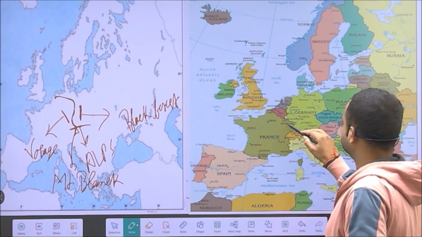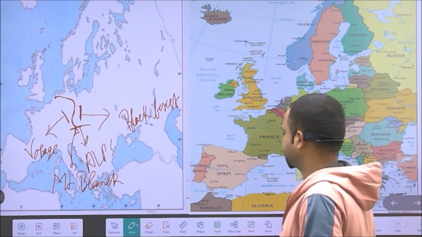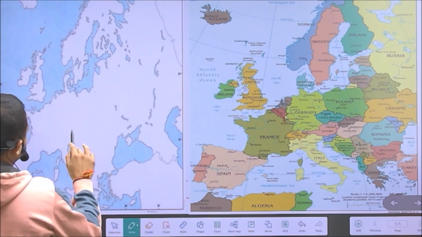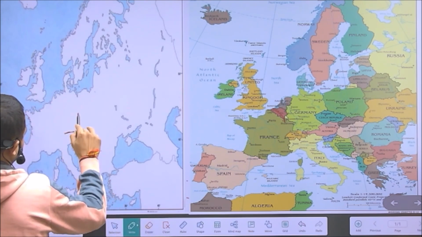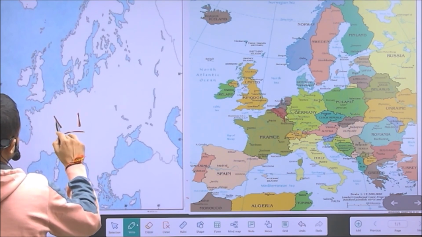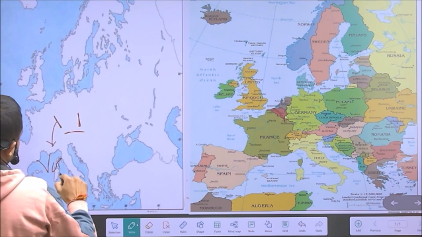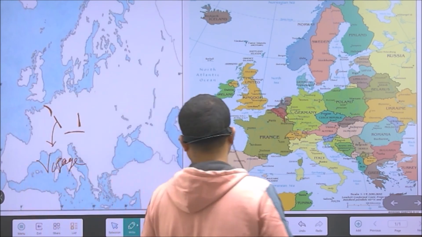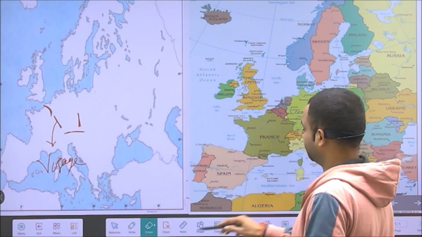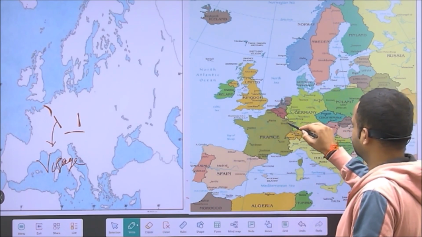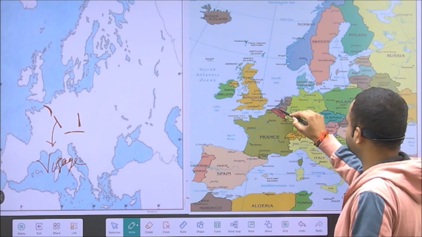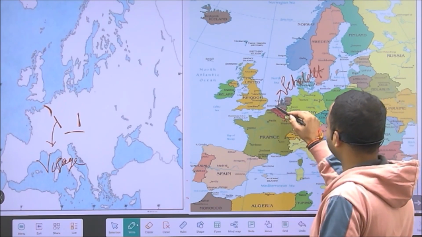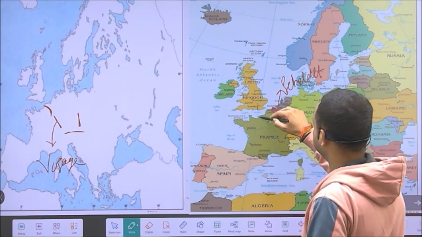Here you can see another river. As I discussed, if it is the Alps mountain, it is the Black Forest, that means it is the Vosges mountain, which is situated in France. From the Vosges mountain, another river is originating, which is the most important river of Belgium, which river is called the Scheldt. Scheldt river, and on the mouth of the Scheldt river Antwerp is situated.